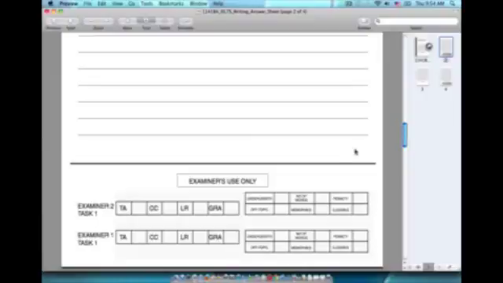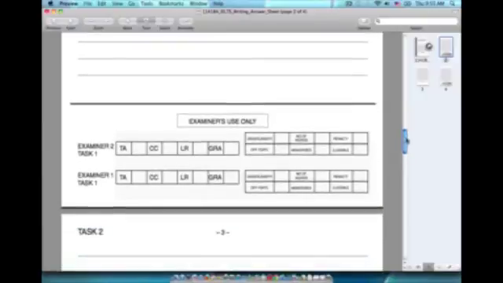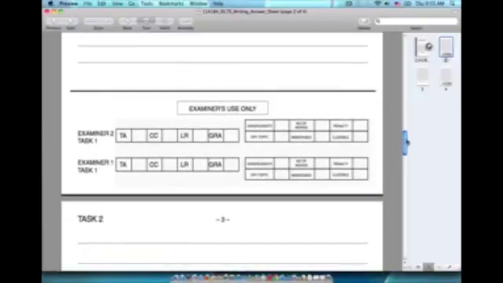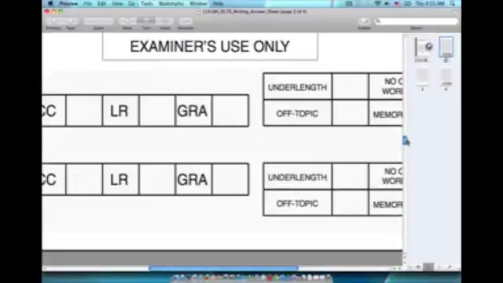And then the second page, you are also given space to complete your task 1 response. And at the bottom of this page, you can see that there's a little bit of space for the examiner to mark certain qualities of the response. And I will zoom in here a little bit.